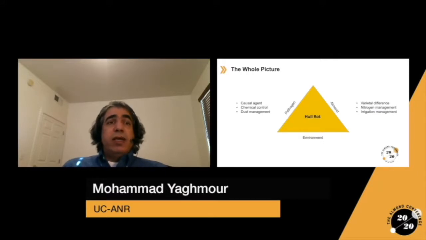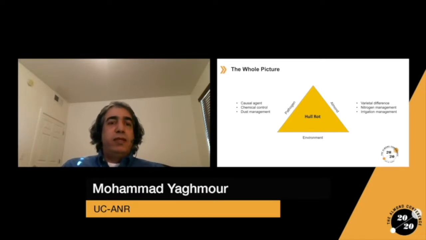So when we look at the end picture of managing hull rot, it's really important to remember that we need to understand our causal agents, because based on the causal agent, it will decide what chemicals to use, and when to apply it. For a good example, when we are dealing with Monilinia, we have to apply the chemical 3 to 4 weeks before when we're applying the chemicals to Rhizopus. That's one. Dust management is really important.